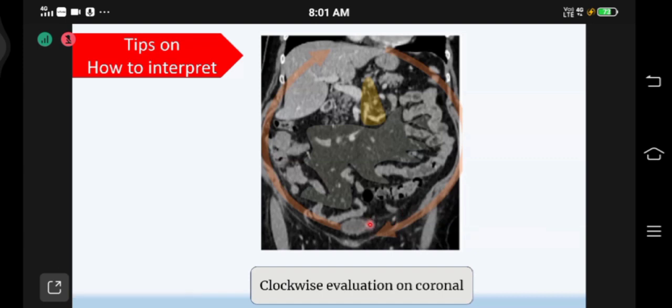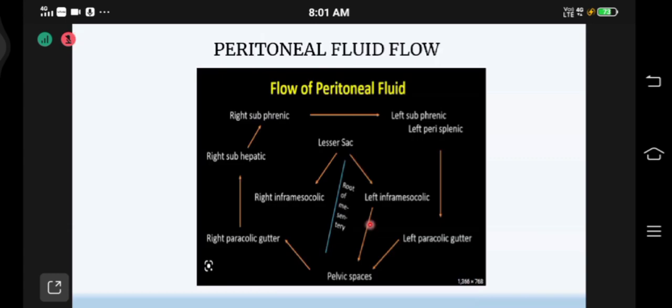Why do we use this? There is a reason for it. Because of the peritoneal fluid flow. It is said that from the pelvic spaces, the fluid goes into the right paracolic gutter. From there it goes to the right subhepatic space, then right subphrenic space, then goes towards the left subphrenic or left perisplenic spaces, then left paracolic gutter and pelvic spaces.